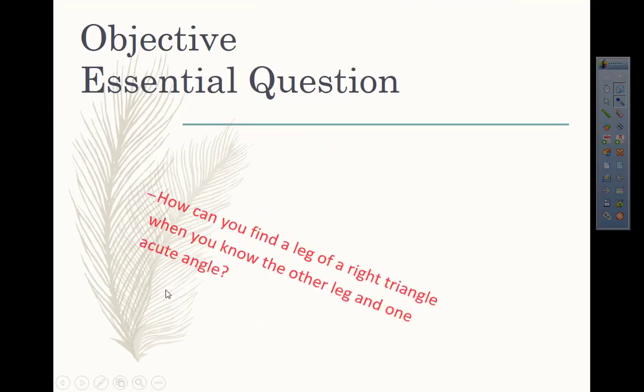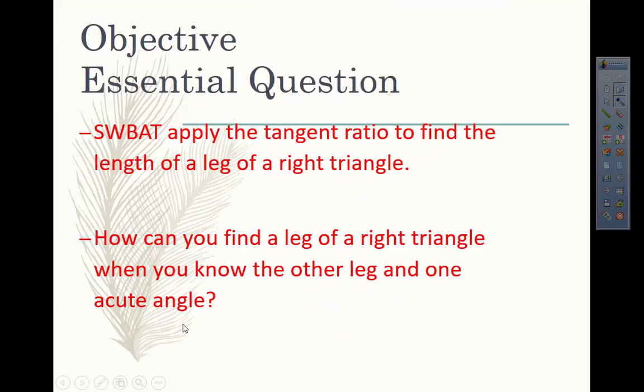Okay, objective and essential question. Those of you taking Cornell notes, you're welcome to fill out the objective. This stands for students will be able to apply the tangent ratio to find the length of a right triangle. Essential question: how can you find the leg of a right triangle when you know the other leg and one acute angle? So we're going to find out. There's really cool stuff we're going to do here.